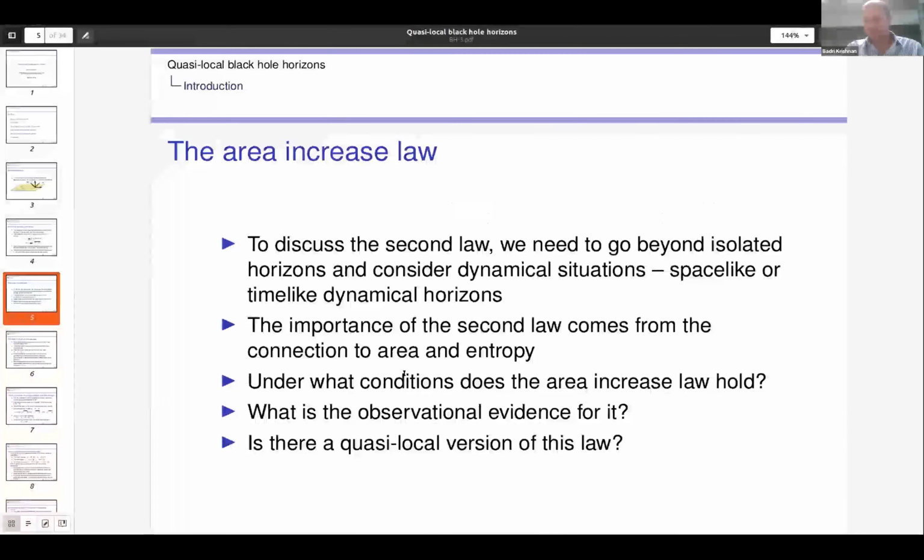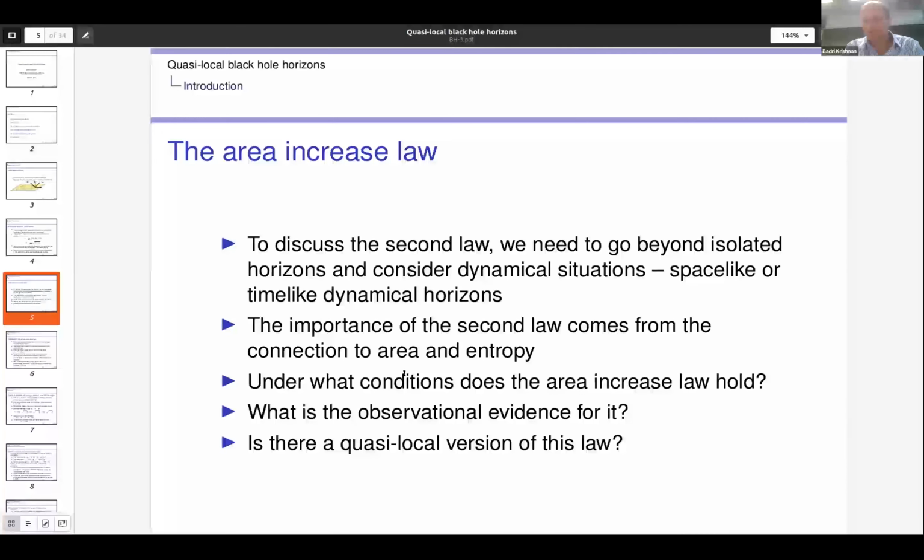Again, just to remind you of the importance of the second law: this comes from a theoretical perspective on the connection between the area and the entropy. There is a big effort in different approaches to quantum gravity to calculate black hole entropy, and it is found to be proportional to the area. So an increase of the area is connected to an increase of entropy. But that's a different topic, so I won't discuss it here, just to emphasize the importance of this result.